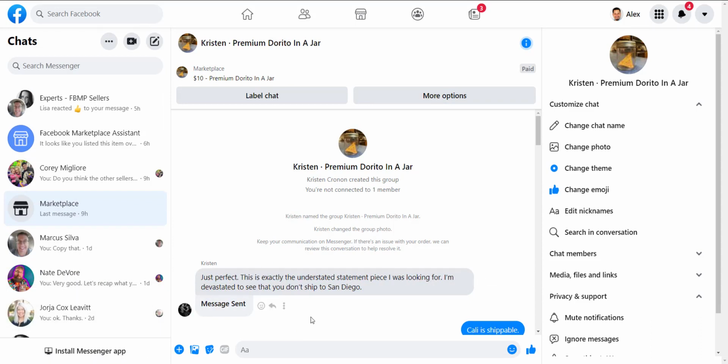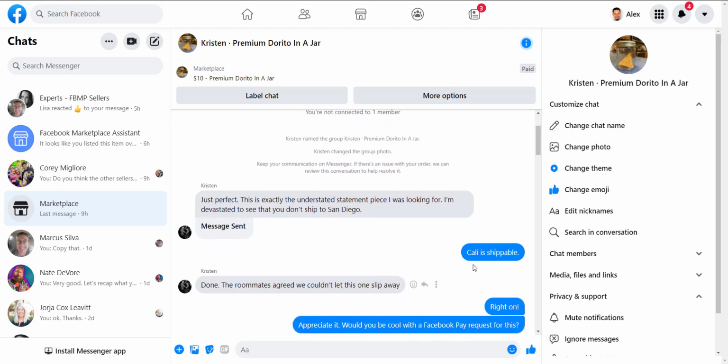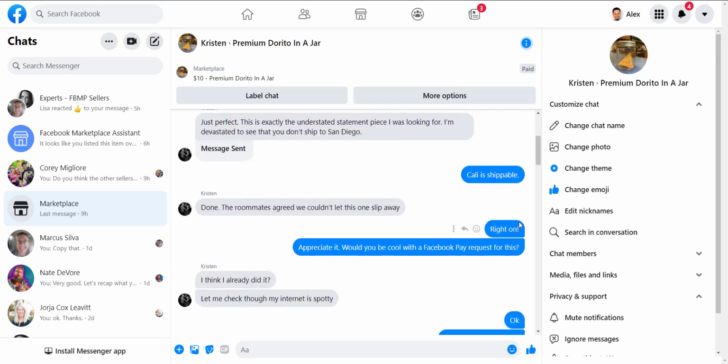So Kristen hit me up and she said, just perfect. This is exactly the understated statement piece I was looking for. I'm devastated to see that you don't ship to San Diego. I'm like, yes, I do. I said, Cali is shippable. She goes, done. The roommates agreed we couldn't let this one slip away. I go, right on. Appreciate it. Would you be cool with a Facebook pay request for this? I think I already did, meaning she paid for it.